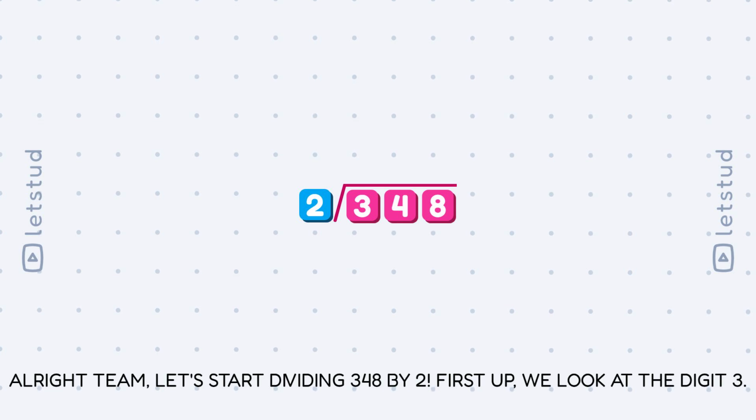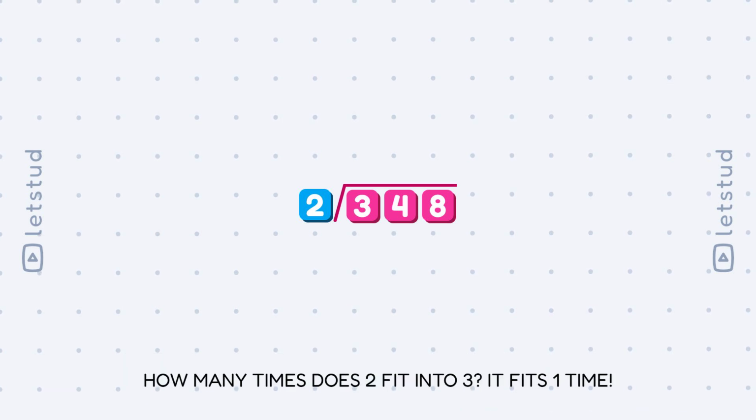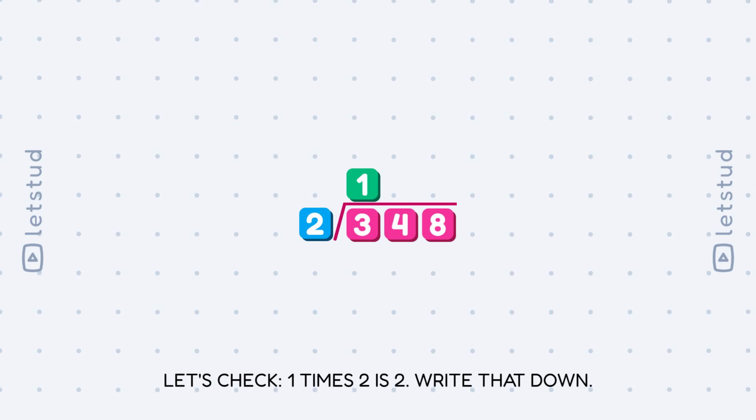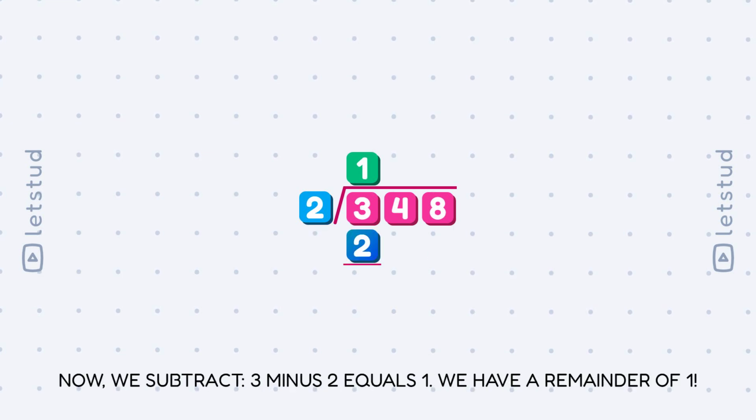Alright team, let's start dividing 348 by 2. First up, we look at the digit 3. We don't have any digits to carry over, so we'll use the 3 as our first partial. How many times does 2 fit into 3? It fits 1 time. Let's check, 1 times 2 is 2, write that down. Now we subtract, 3 minus 2 equals 1, we have a remainder of 1.